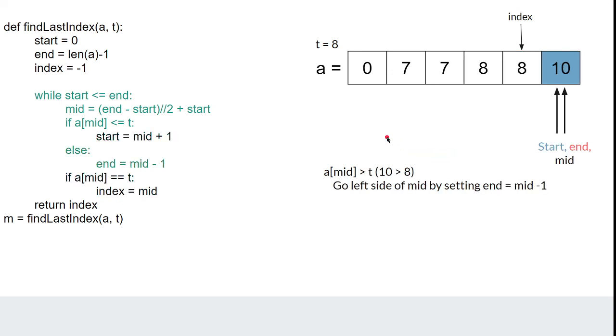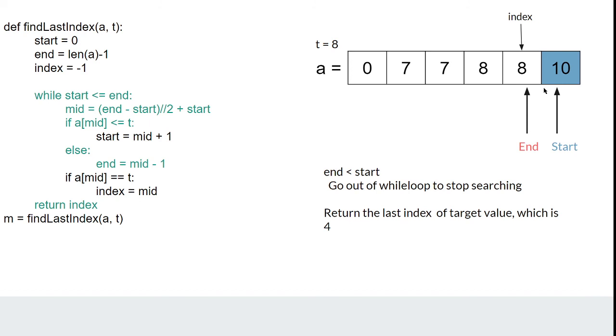And now mid is pointing at 10. And then you go to the left side by setting end to be mid take away 1. This would make end smaller than start. So you go out of the while loop and you stop searching, and then you return the last index of the target value, which would be 4.